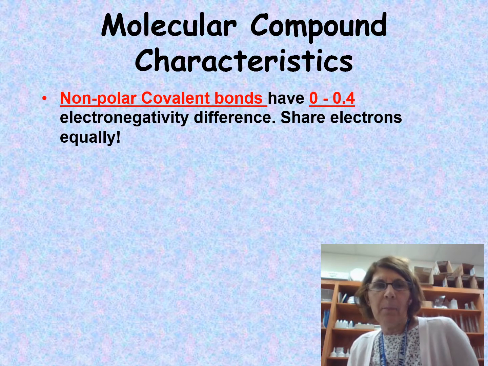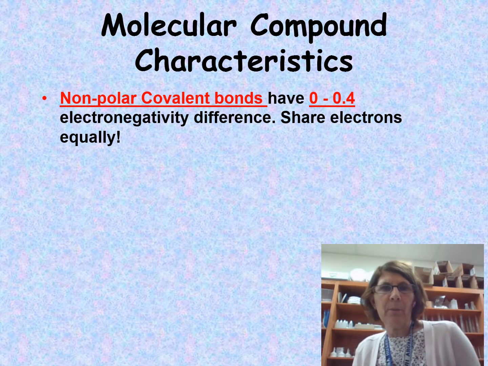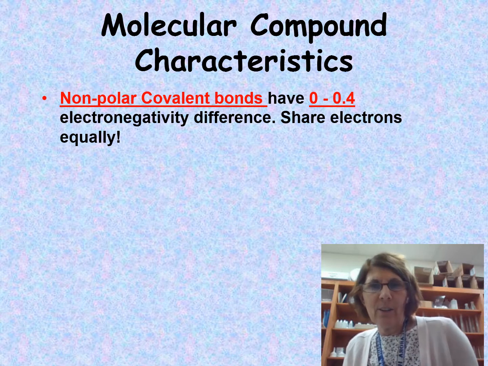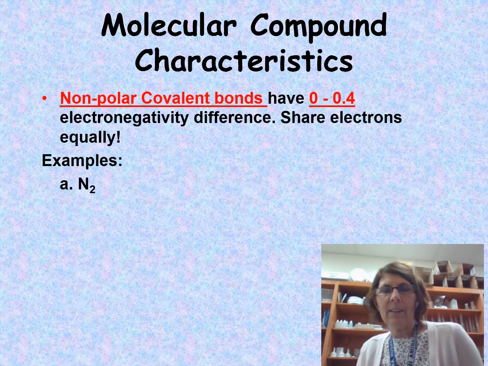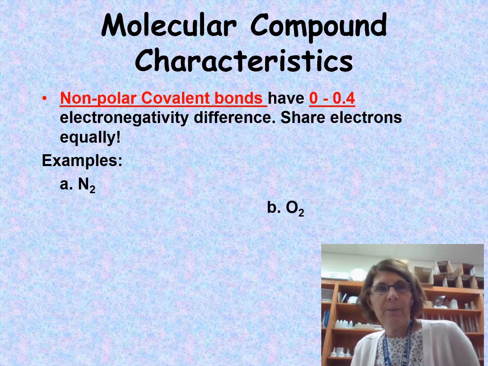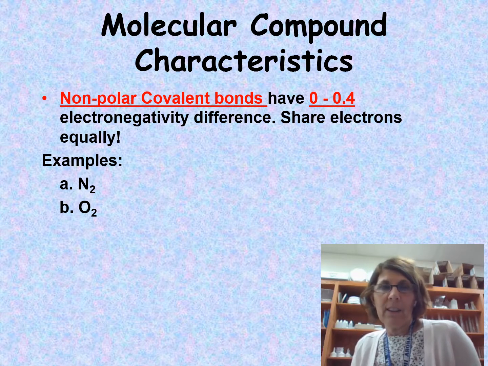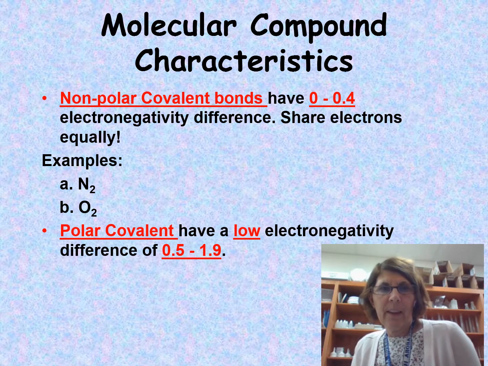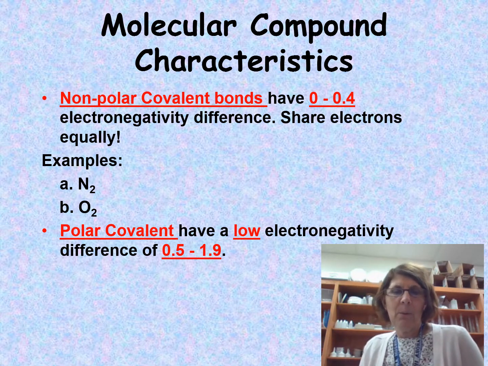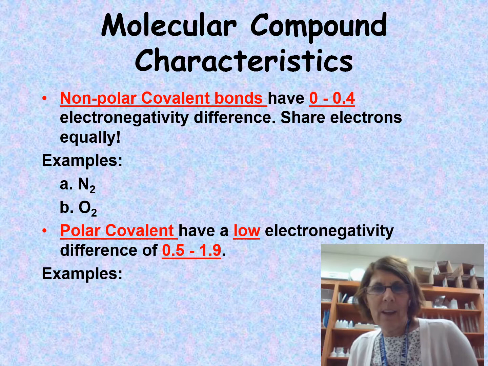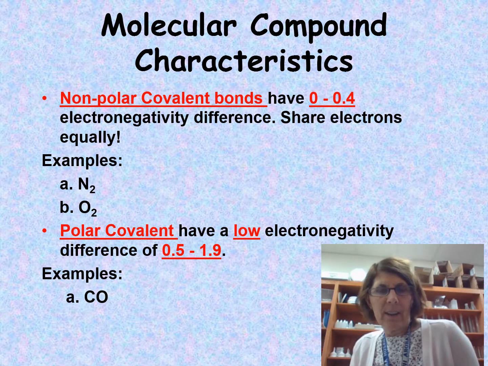So molecular compound characteristics, nonpolar covalent are 0 to 0.4 electronegativity difference. They share electrons equally. Some examples are like N2, O2, there is no electronegativity difference. If they're polar covalent, they have a low electronegativity difference between 0.5 and 1.9. So some examples are like carbon monoxide and nitrogen monoxide.